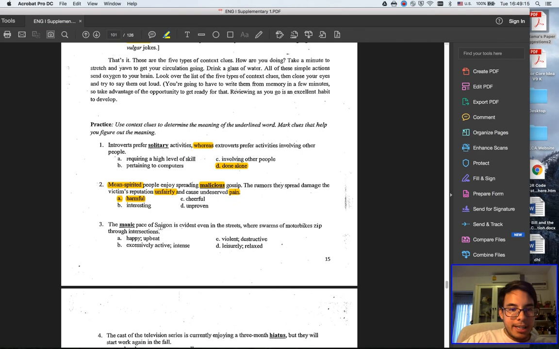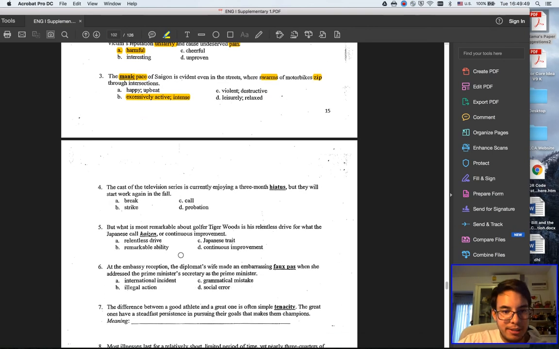Okay, number 3, manic. The manic pace of Saigon is evident within the streets, where swarms of motorbikes zip through the intersections. So we have manic, we have swarms, and we have zip. These are all words that are fast-paced, lots of them. So is it happy, upbeat? No. Violent, destructive? No. Leisurely, relaxed? No. It has to be excessive activity and intense.